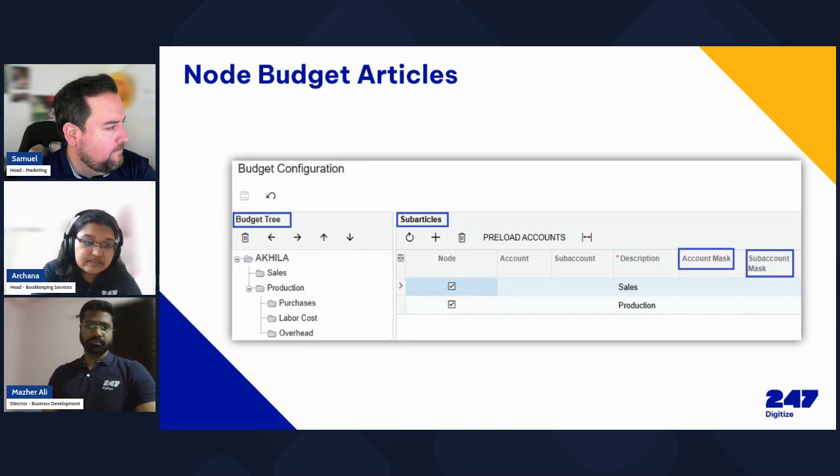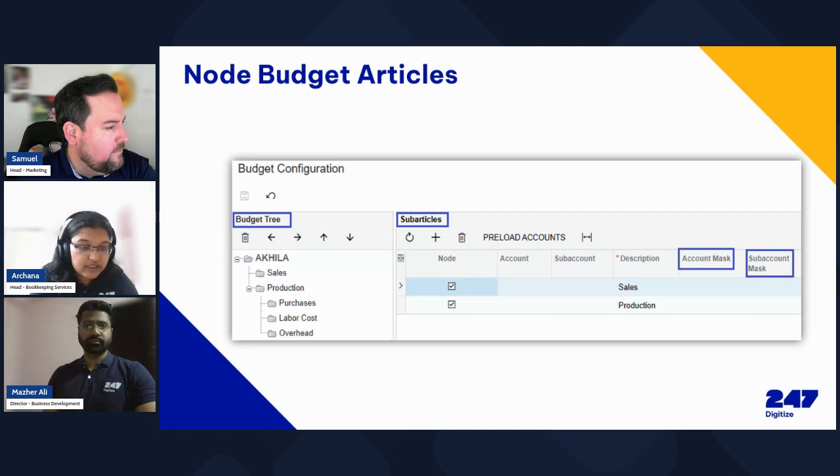Leaf budget articles. You add a leaf, which is an account sub-account pair, to the budget tree on the sub-articles pane of the budget configuration form. You can do this in one of the following ways. To add a range of similar accounts and sub-accounts, you click Preload Accounts on the sub-articles pane and specify the settings. The system generates all possible account and sub-account pairs. To enter each account sub-account pair manually on the subarticles pane, you can click Add a row on the table toolbar and specify an account sub-account pair.